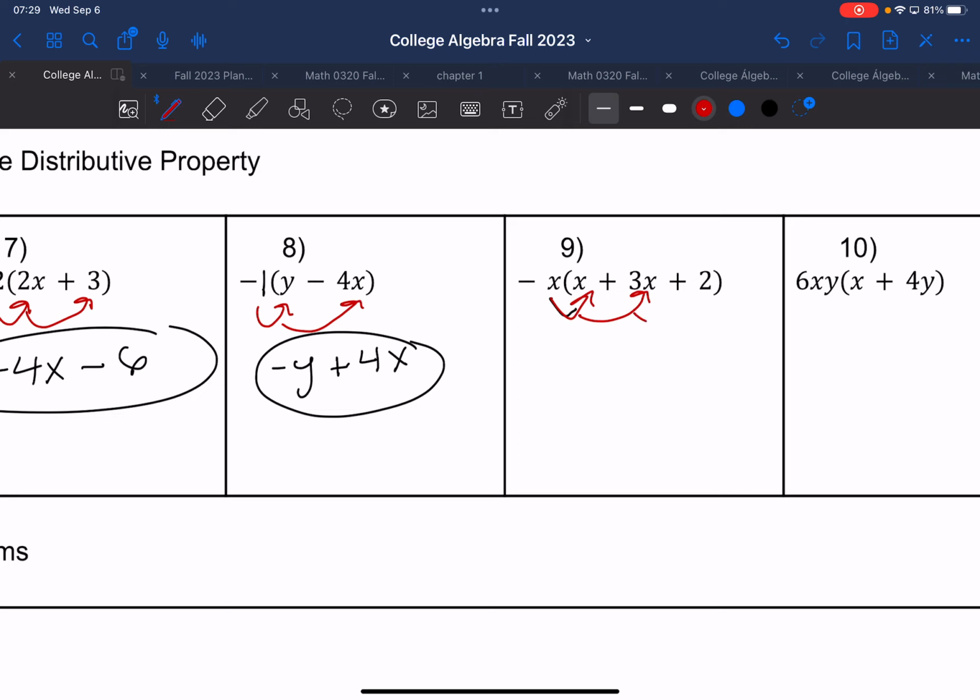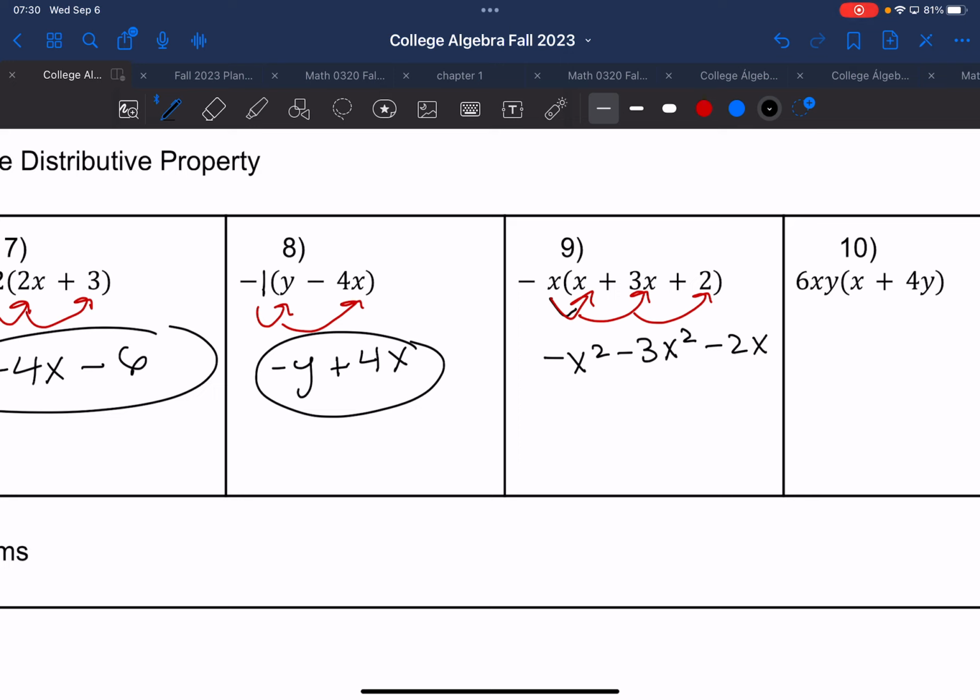Okay. When I multiply an x and an x together, what does that give me? X squared, because there's 2 x's. So I have negative x times x, which is negative x squared. Negative x times 3x, negative 3x squared. Negative x times 2, negative 2x.